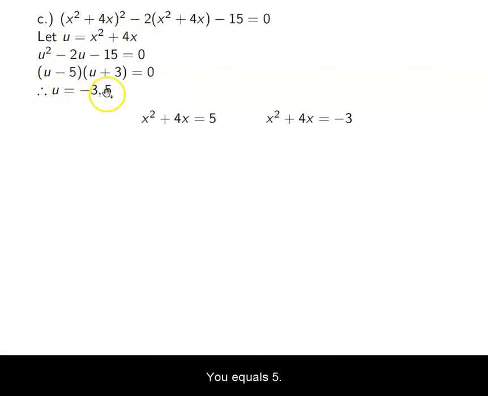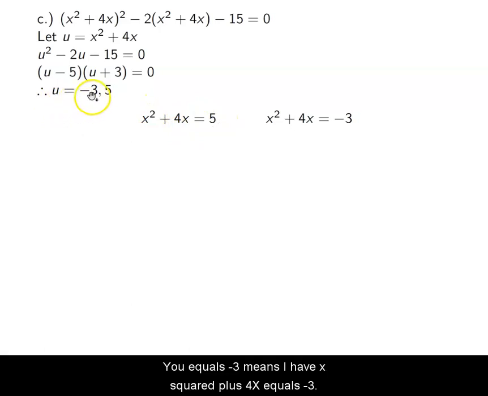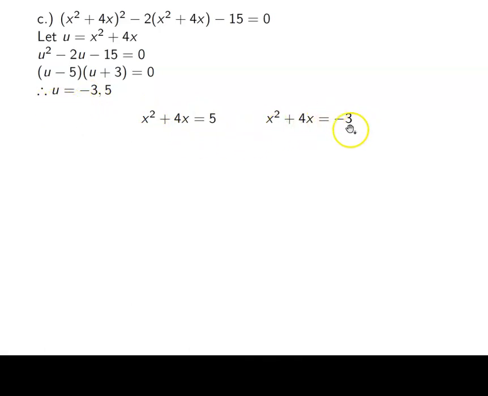U equals 5 means that I have x squared plus 4x equals 5. U equals negative 3 means I have x squared plus 4x equals negative 3. I cannot solve either of these problems as they stand. They almost look like trinomials, right? I need to put them into a standard polynomial form. So I'm going to subtract 5 and I'm going to add 3.